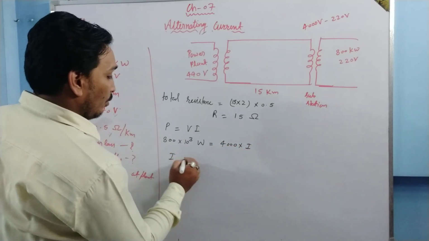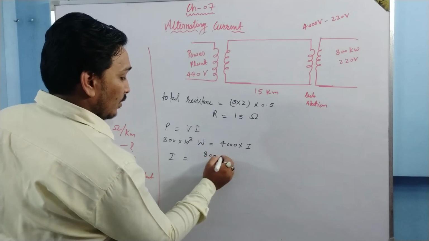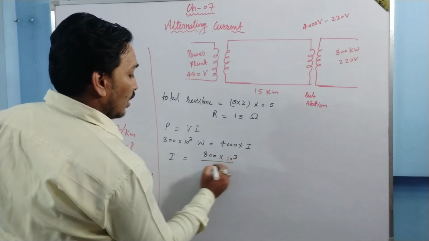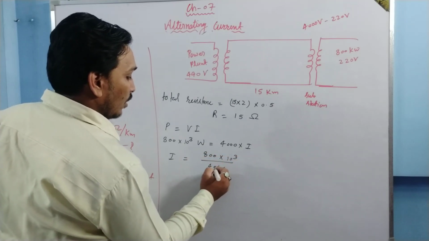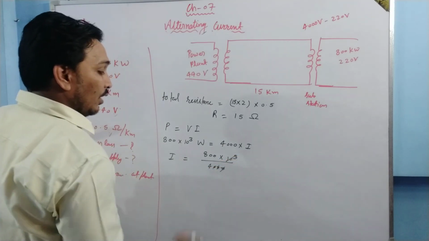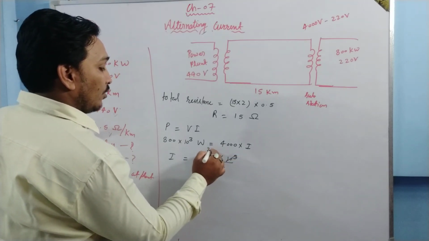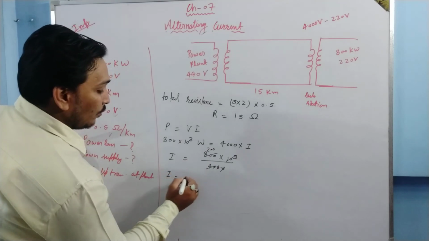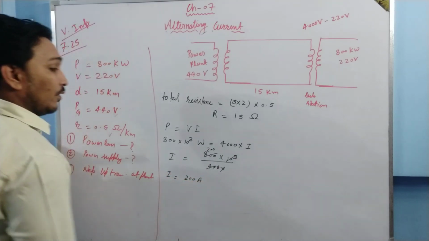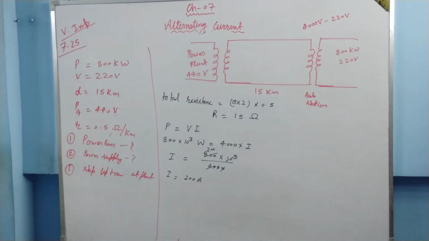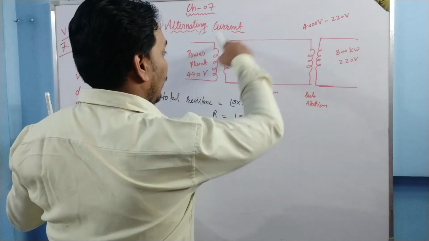So I comes out to be what? 800 multiplied by 10 to the power 3 upon 4000. So 4000 will cut this 10 to the power 3. 4 will cut 800 by 200 times. So current comes out to be what? 200 ampere, which is a quite high current. Now this is the current flowing in this wire.